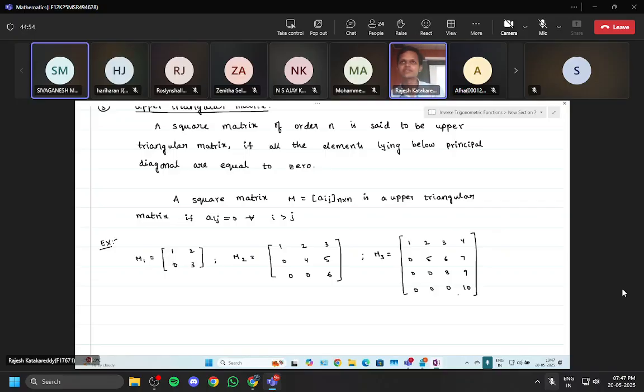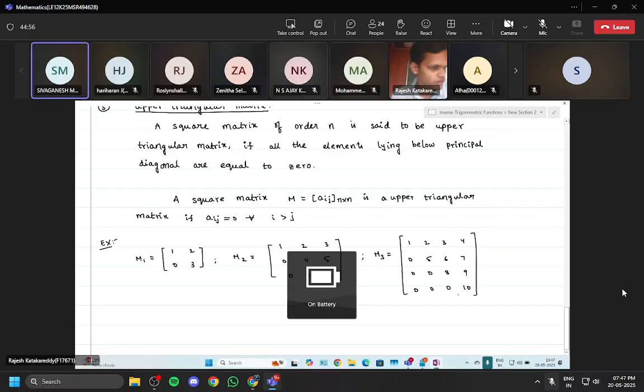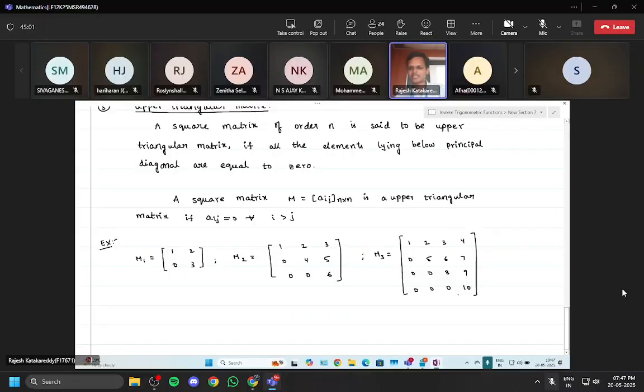One moment, please. No, sir, can an element in an upper triangular matrix be 0, sir? No, it can be 0 as well. The necessary condition is that the elements lying below the principal diagonal are 0. The above ones may be 0, may not be 0, but all are not 0 at the same time. Clear? If all are 0, at the same time, that is a null matrix. Am I clear? Okay, sir.